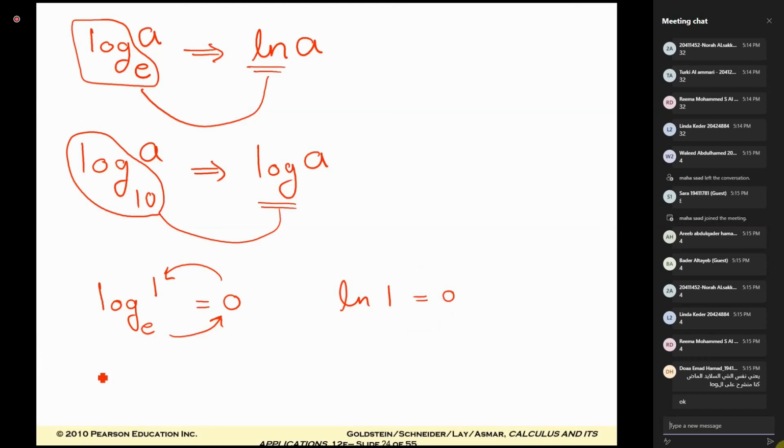Also, if we have any logarithm a with base a, this equals 1. Why? Because a to the power 1 equals a. So ln e equals 1, because ln is the logarithm with base e, and e to the power 1 equals e. Okay, any question now? Any question?